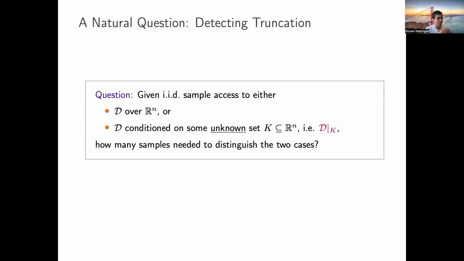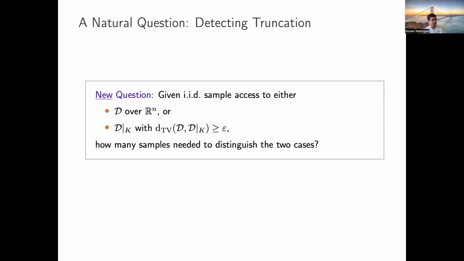But this question is somewhat ill-posed. There's an immediate issue, which is that if the set K has measure really close to 1 under the distribution D, or in other words, if you delete or censor a very tiny part of the distribution, then you won't be able to detect censorship or truncation at all. If the total variation distance between these two distributions is very, very tiny, then you can't hope to actually detect truncation efficiently.